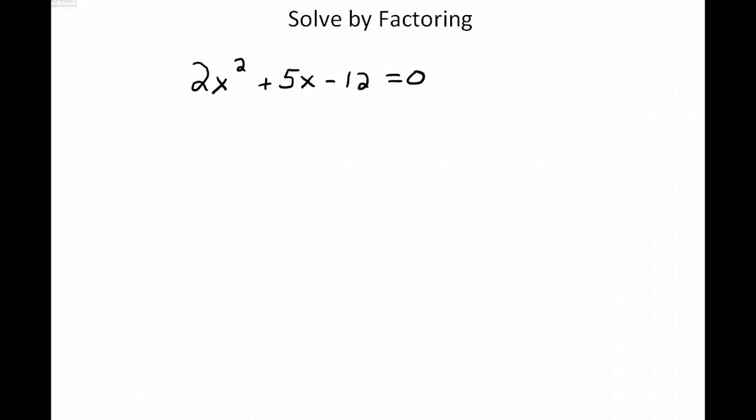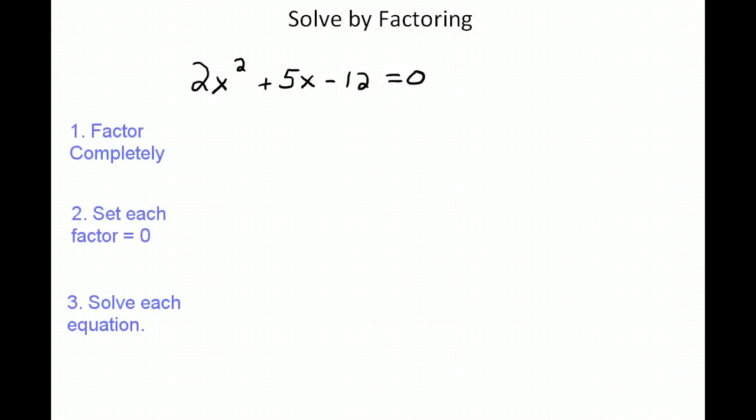Okay, here's the first one we're going to work on. 2x squared plus 5x minus 12 equals 0. When we solve by factoring, we have to factor completely, set each factor equal to 0, and solve. So there is no greatest common factor to pull out, so this is a backwards FOIL problem.